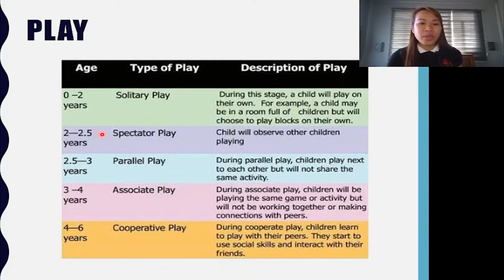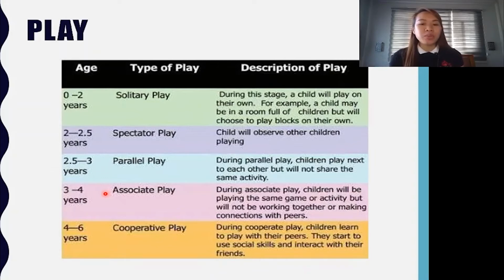Next, at 2 to 2.5 years, we call that spectator play. So the child will observe the other children playing. So they will become spectators. So tumitingin-tingin lang sila. And then at 2.5 to 3 years, we call that your parallel play. As I've mentioned earlier, they will sit parallel to each other, but they will not share, they will not play together. At 3 to 4 years old, we call this associative play.